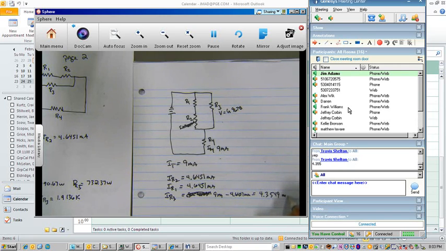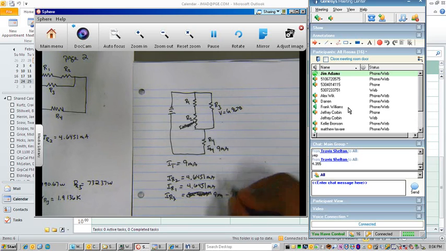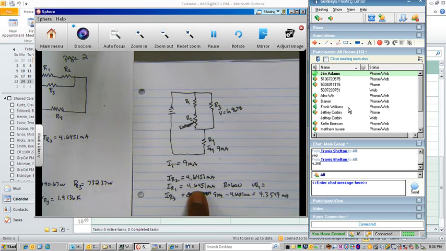4.3549 milliamps. That's the current through R3. Okay, so that gives us all our currents, right? Yeah. Okay, now it also says that R1 is 600 ohms. So if R1 is 600, VR1 would be 600 times 4.6451 milliamps.